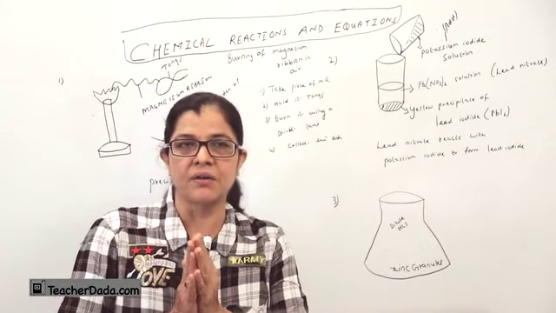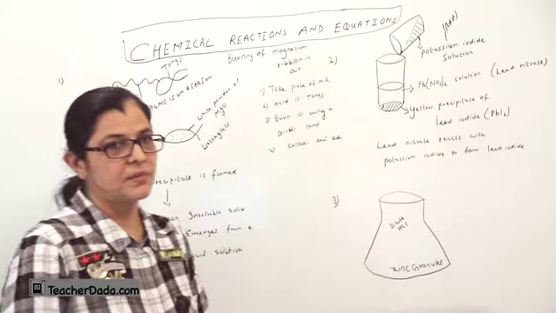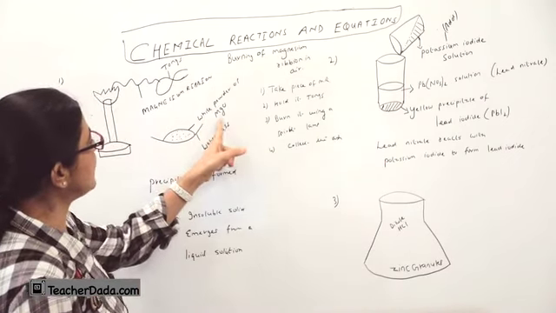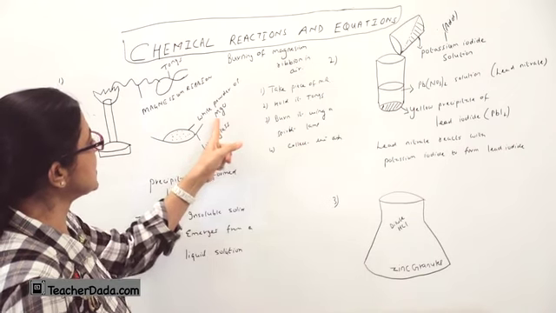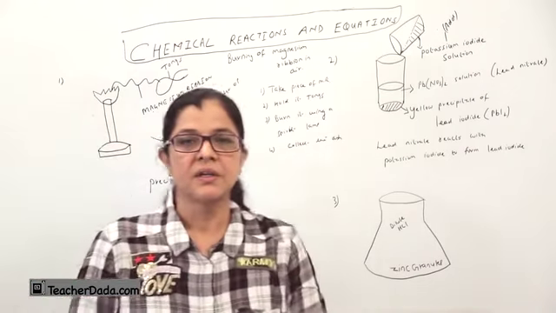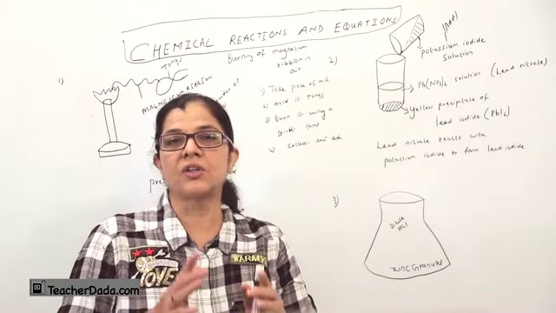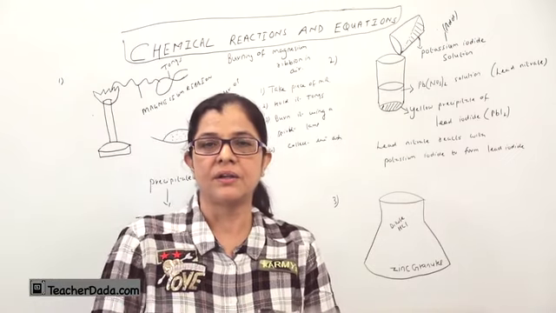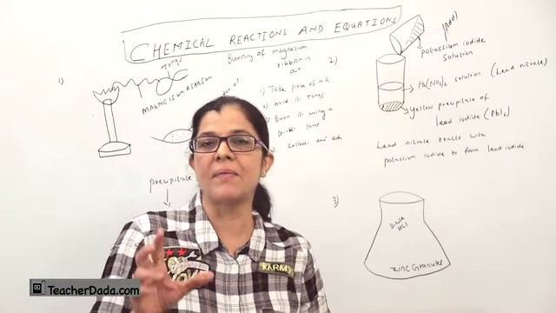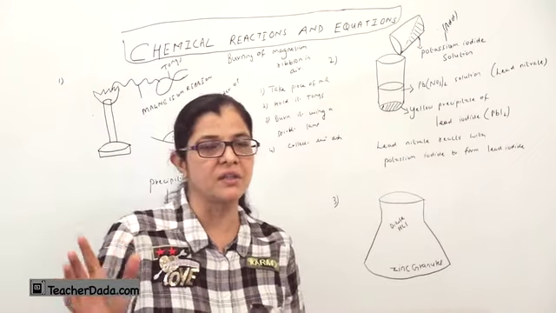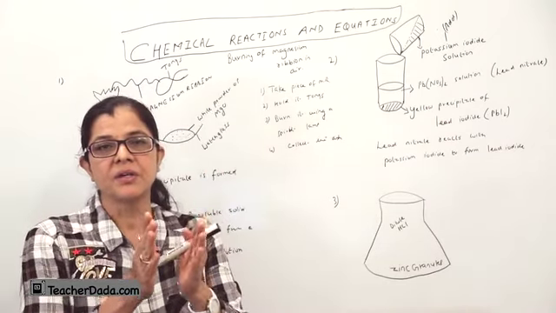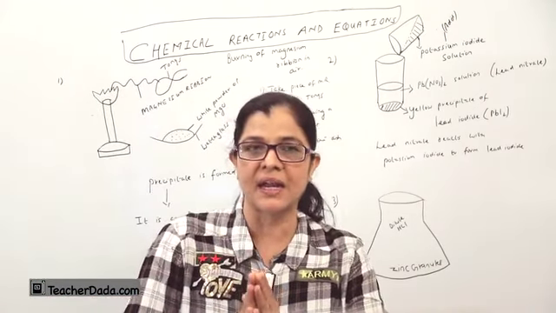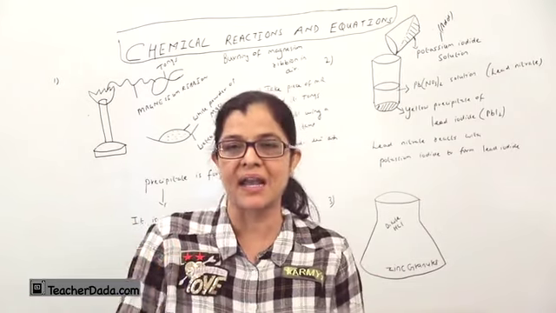The magnesium ribbon will burn with a dazzling light and a white substance is formed, which is magnesium oxide. You can see I have written here MgO. This white substance is formed in this watch glass due to the reaction between magnesium and oxygen present in the air. So what do we conclude? That when magnesium burns in the presence of oxygen, an oxide is formed called magnesium oxide, and this process is called a chemical reaction.